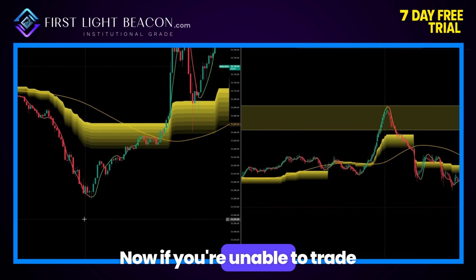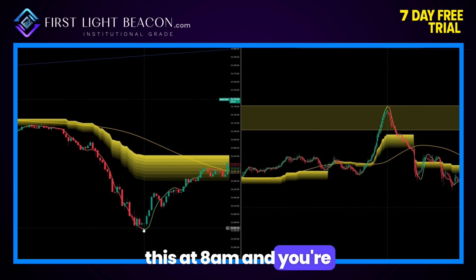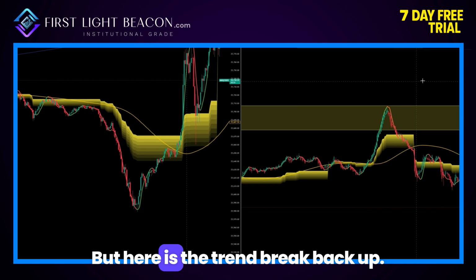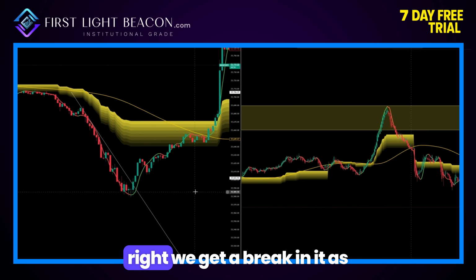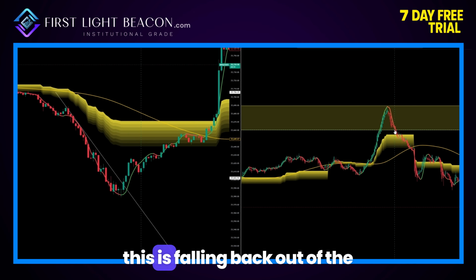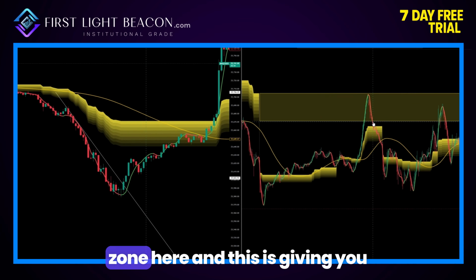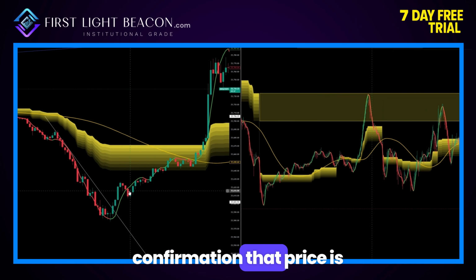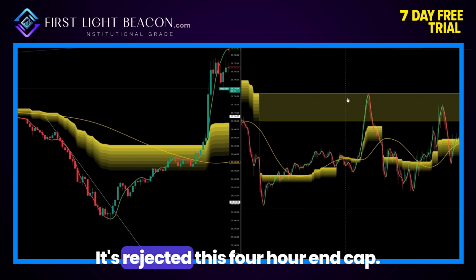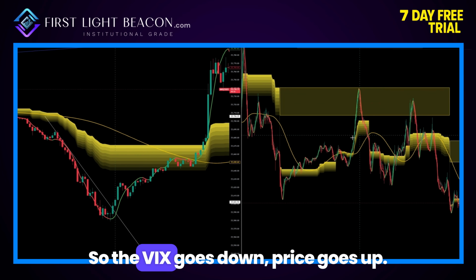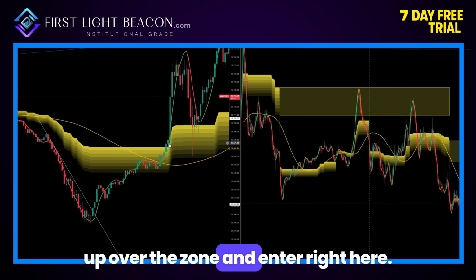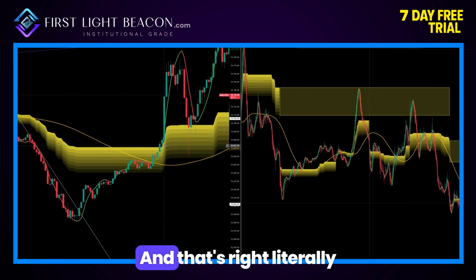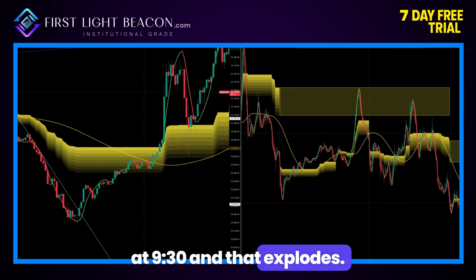Now, if you're unable to trade this at 8 a.m. and you trade a little later, well, here is the trend break back up. If we draw our trend line down, right, we get a break in it as this is falling back out of the zone here. And this is giving you confirmation that price is pushing back up. It's rejected this 4-hour end cap. So the VIX goes down, price goes up. You could hold off until this breaks up over the zone and enter right here. Okay. And that's right literally at 9:30, and that explodes.